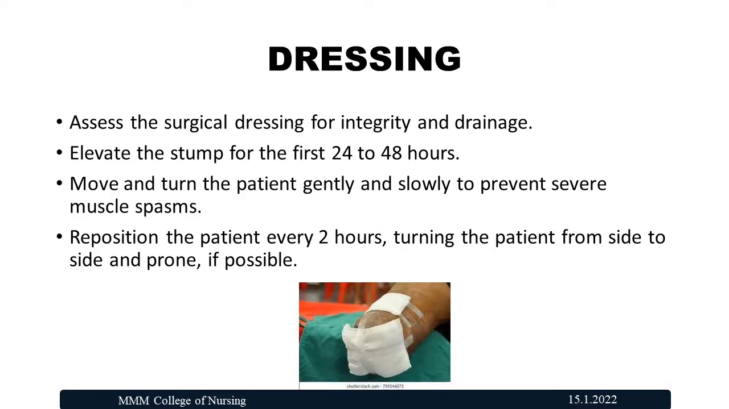Here also dressings are mentioned. As a general procedure, we have to see the dressing and observe any oozing and the color of the drainage in that previous dressing pad. Before discarding it we have to observe it, then elevate the stump for the first 24 to 48 hours. We have to move and turn the patient gently and slowly to prevent severe muscle spasm. Reposition the patient every 2 hours, turning the patient from side to side and prone also if possible.